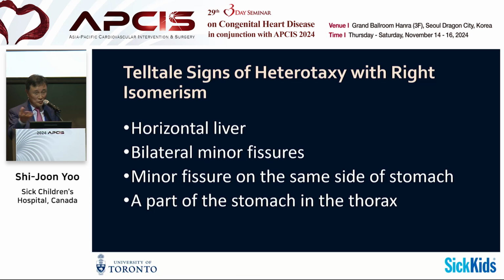Let's say you do echocardiography. Take a look at the chest X-ray first to get an idea of what to expect. Looking at the abdomen, if you have a horizontal liver, it is more likely to be right isomerism, though left isomerism can have a similar finding. Look for bilateral minor fissures, or a minor fissure on the same side as the stomach. And in about 20% of right isomerism, you can have the stomach in the thorax.